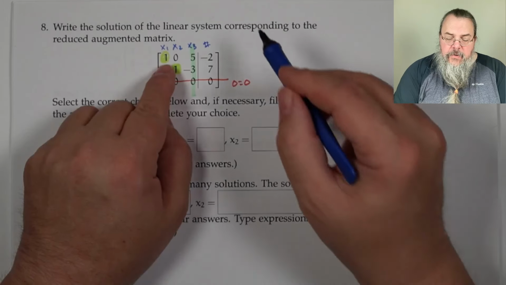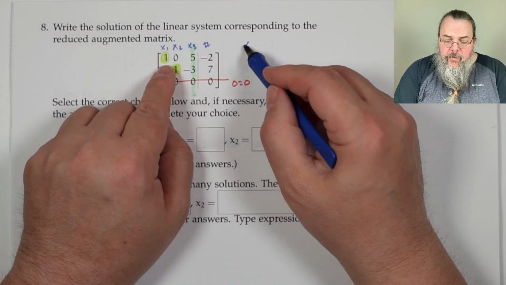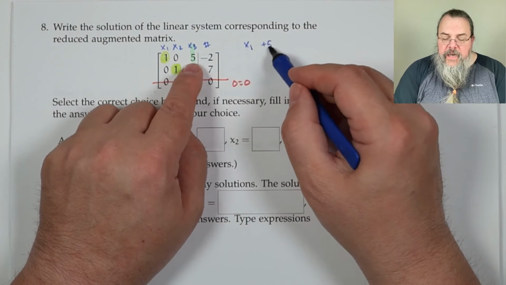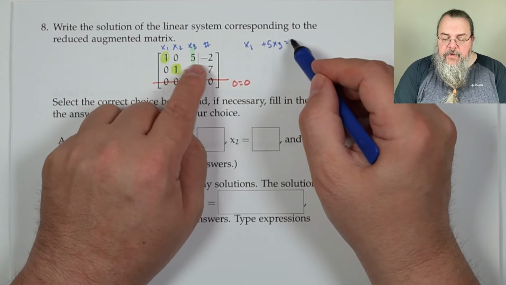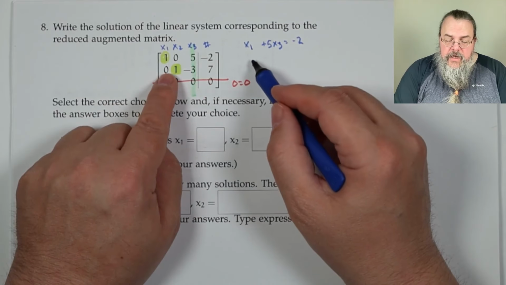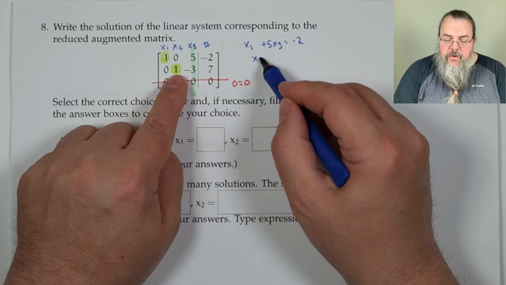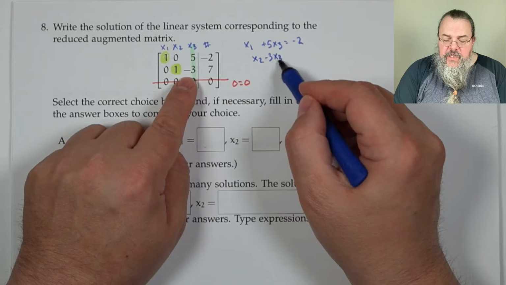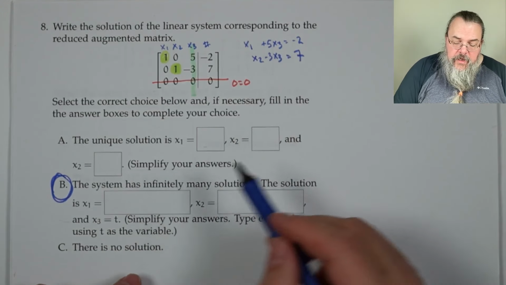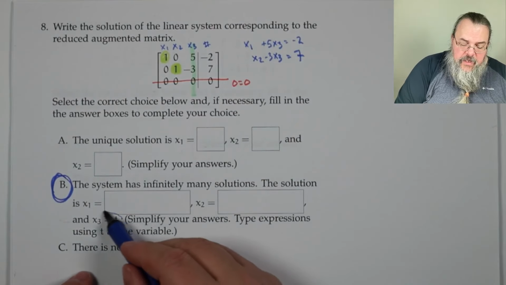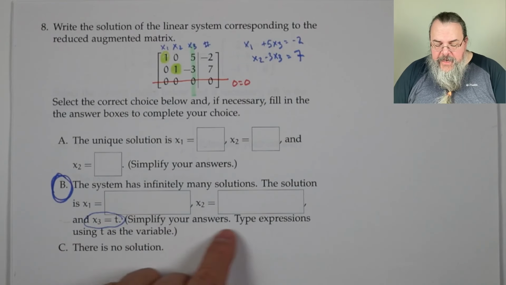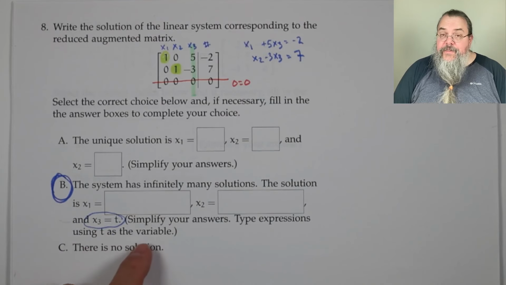So the first equation becomes 1x1, 0x2, and 5x3 equals minus 2. The second equation, 0x1 plus x2 minus 3x3 equals 7. So that's the system. And notice something here. We're told x3 equals t. Simplify your answers, type expressions using t as the variable.